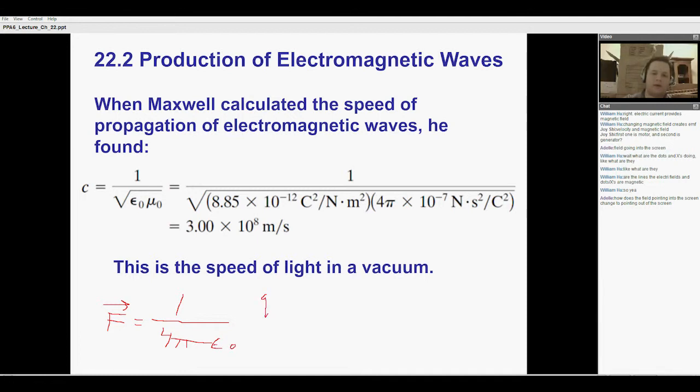Oh boy, sorry. Q2 over r squared. So epsilon naught is related to the strength of the electric charges pushing each other around. And then, for example, there was a magnetic field. Mu naught we didn't talk about as much because it's related to magnetic field.